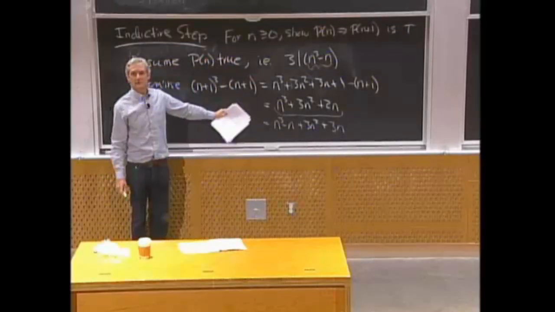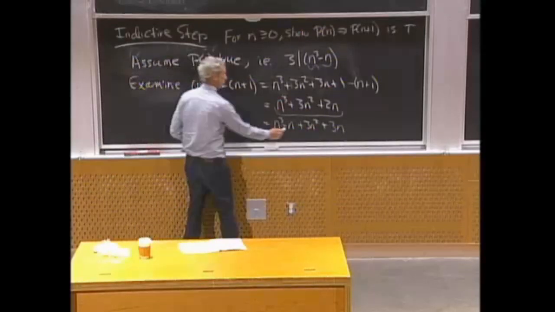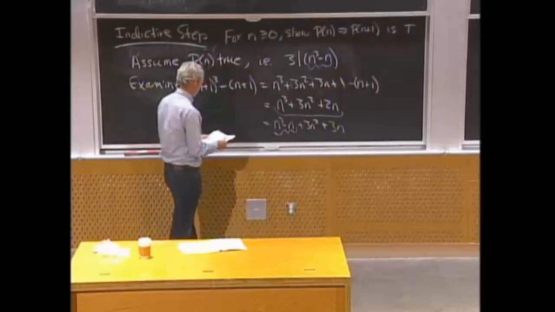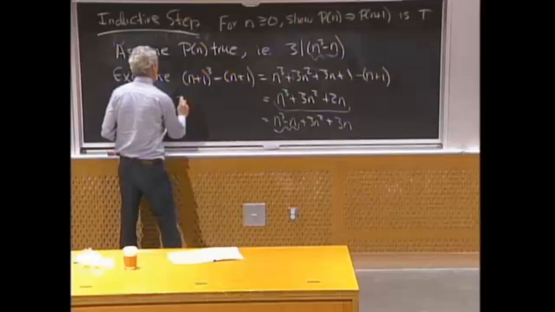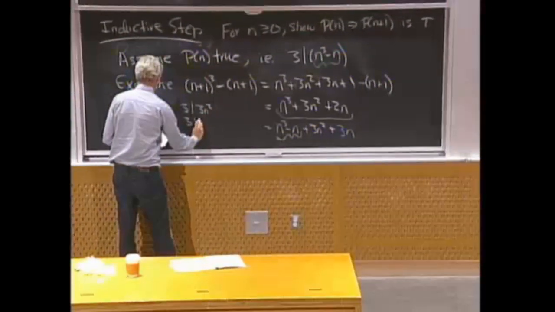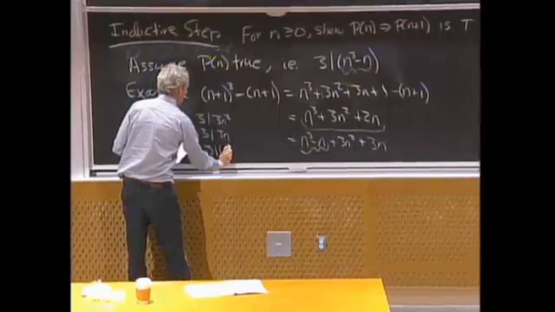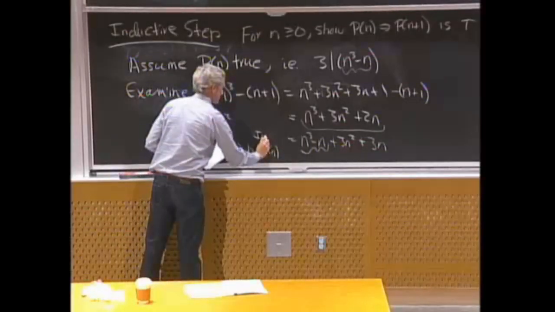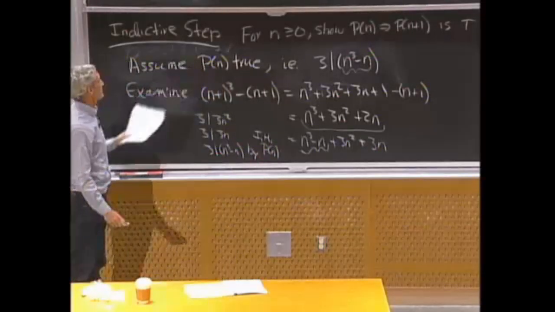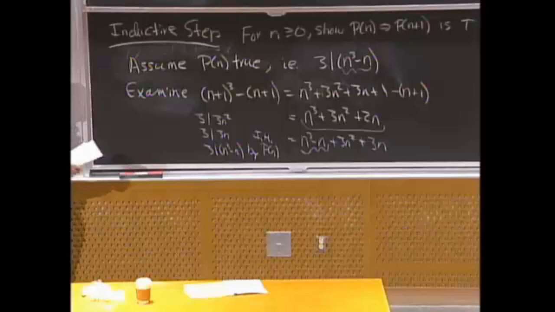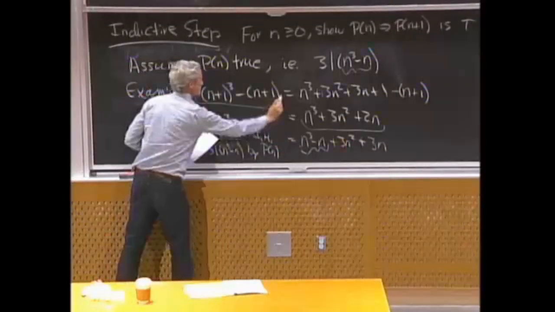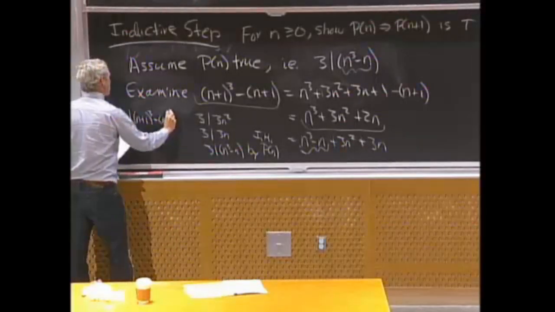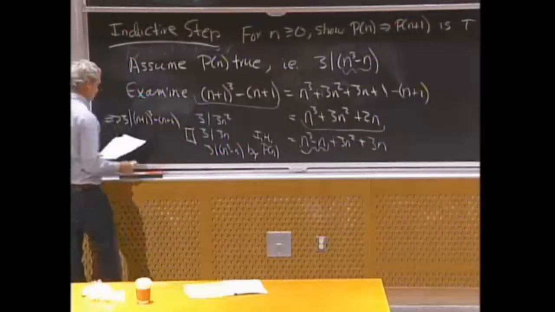Now is it clear? Now it's clear. Very simple, because 3 divides this by Pn, 3 divides that, and 3 divides that. So this is a multiple of 3. Because 3 divides 3n squared, 3 divides 3n, and 3 divides n cubed minus n by Pn, or you could say by the inductive hypothesis. Pn is the inductive hypothesis, another name for it. So therefore, 3 divides that, which means 3 divides this. So that means 3 divides n plus 1 cubed minus n plus 1. And we are done with the proof by induction.